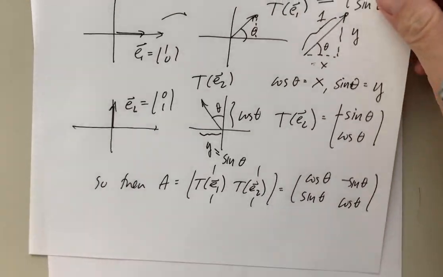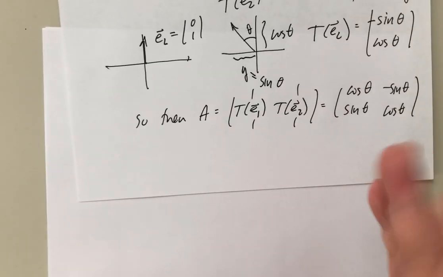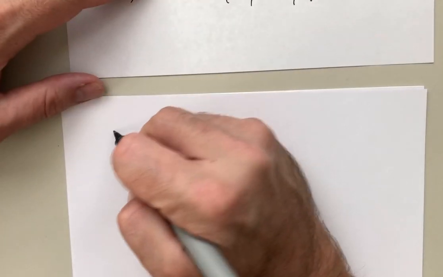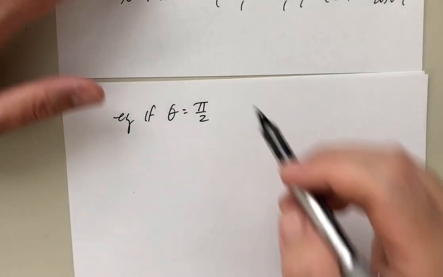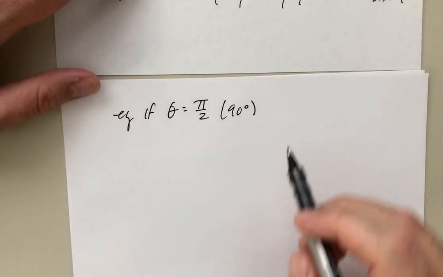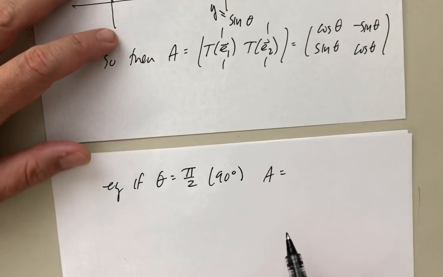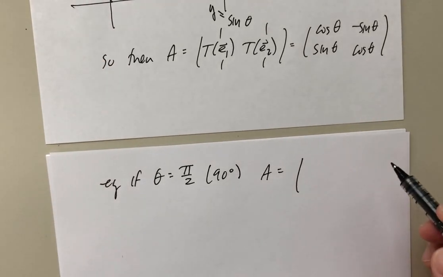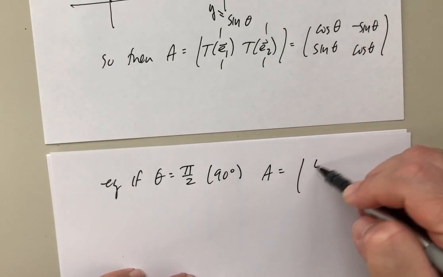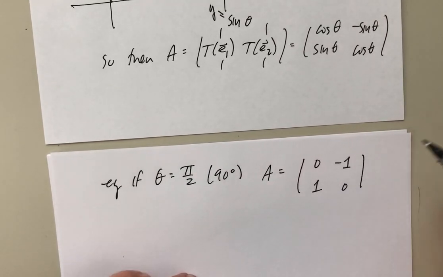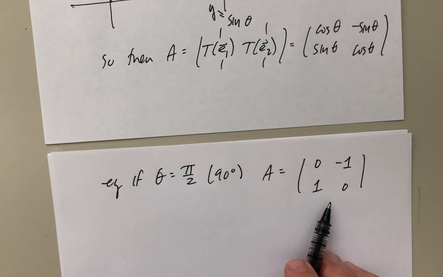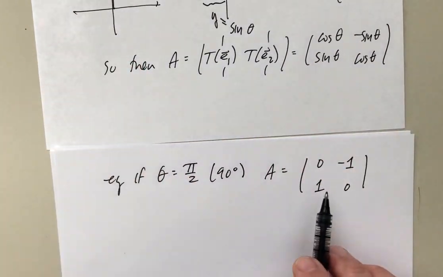So, again, theta is the angle we're rotating by. For instance, if theta was pi over 2, in other words rotating by 90 degrees, what do I get? A is going to be: what's cosine of pi over 2? It's 0. Sine of pi over 2 is 1. Minus sine of theta is minus 1, and this is 0 again. So this is the matrix that rotates by 90 degrees in the counterclockwise direction.